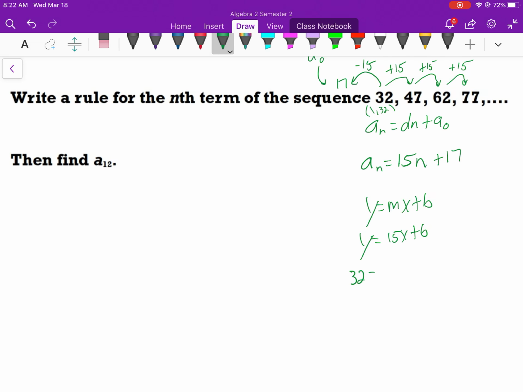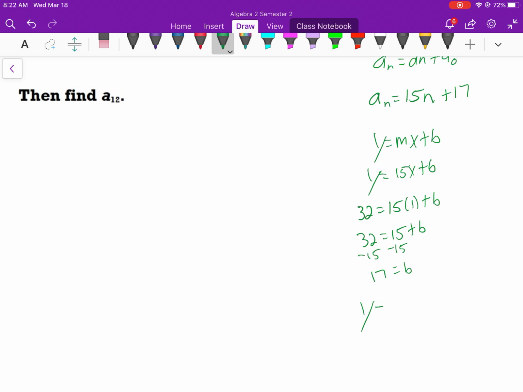So we can say 32 is equal to 15 times 1 plus b, just replacing x and y into 15x plus b. 32 is equal to 15 plus b, or subtract that 15 over and get 17 is equal to b. So then again, y is equal to 15x plus 17, and again, they look very similar. That is because arithmetic sequences are linear in nature.